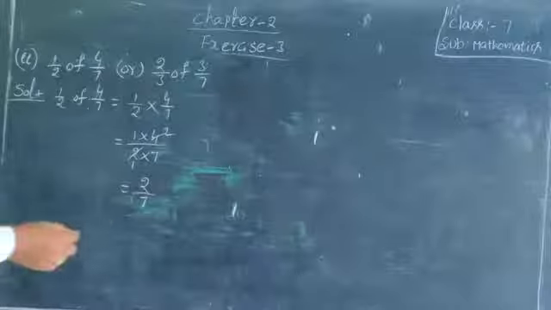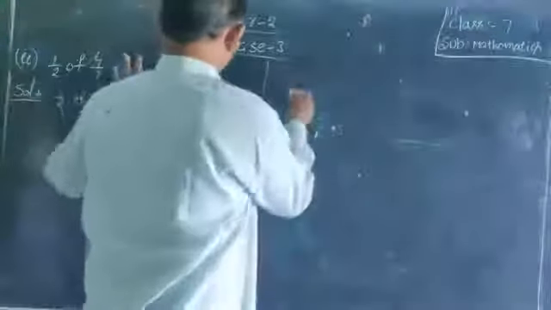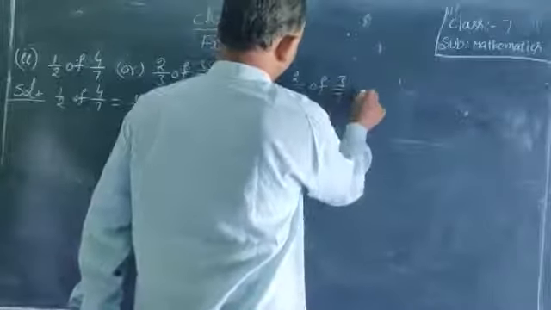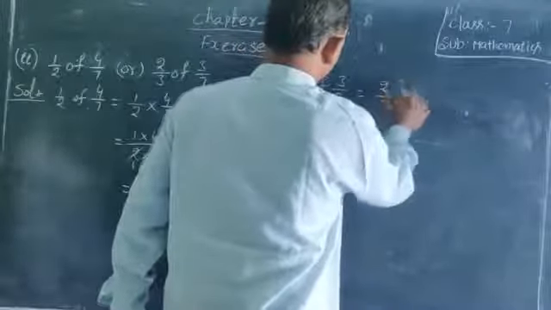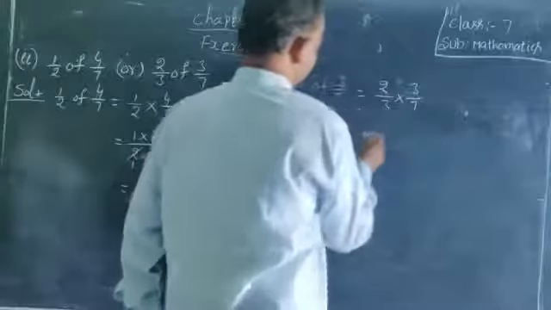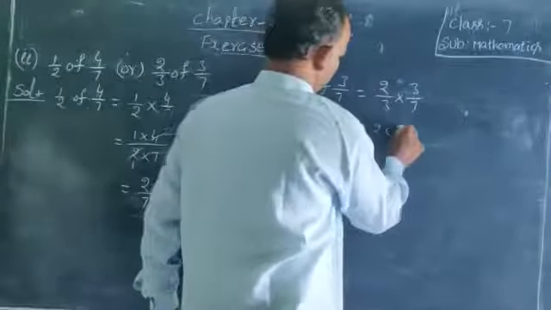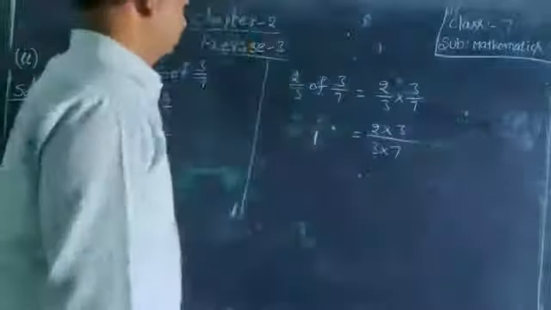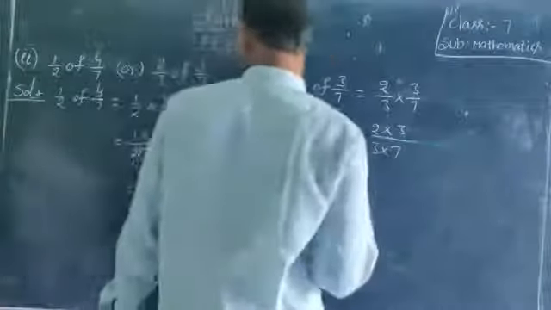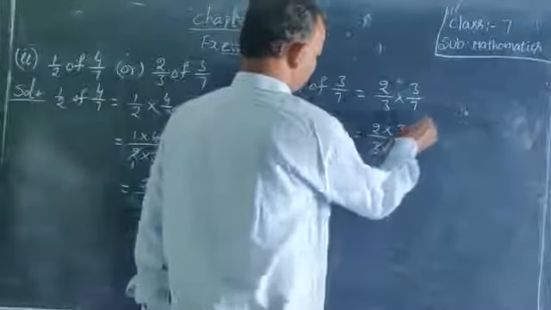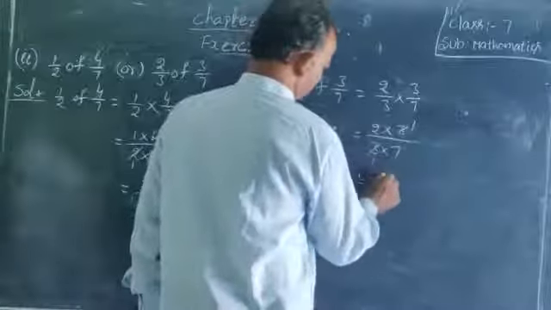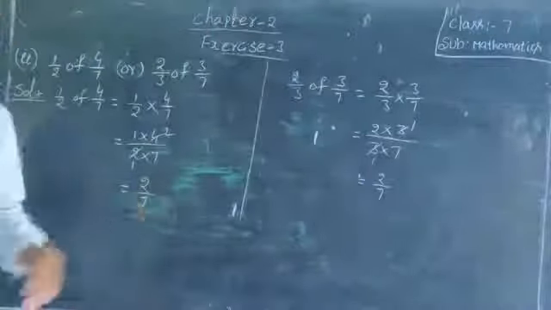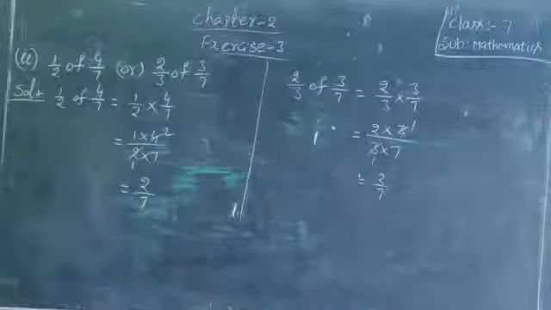Second one is 2 by 3 of 3 by 7, that is equal to 2 by 3 into 3 by 7. 2 into 3 by 3 into 7. We are cancelling the value, 3 ones, 3 ones, 2 ones, 2 by 7. So both are equal to 2 by 7 and 2 by 7.